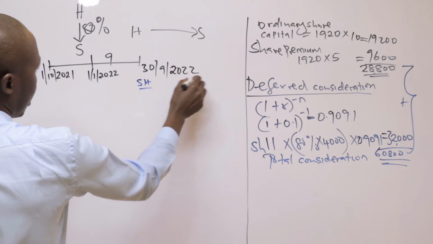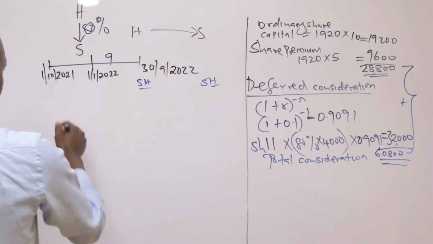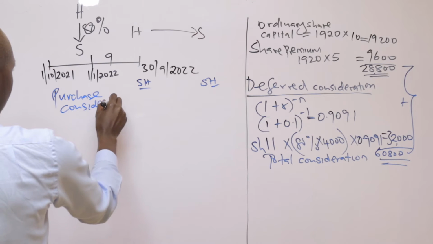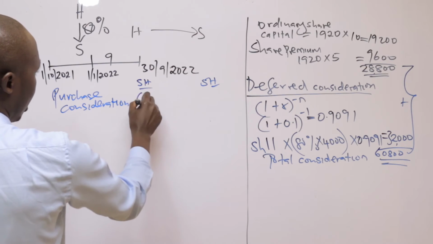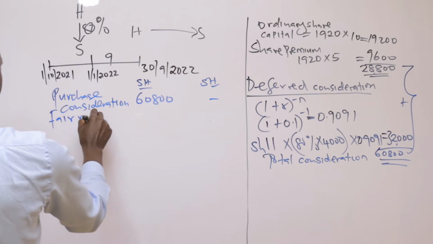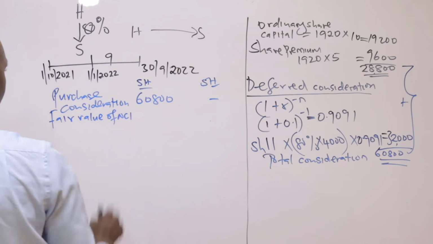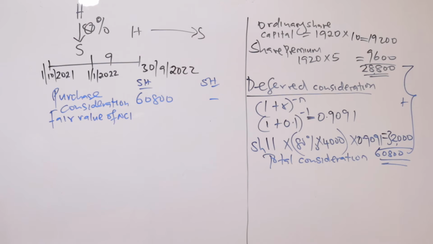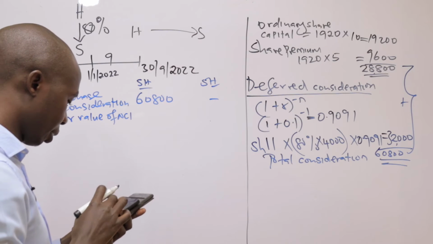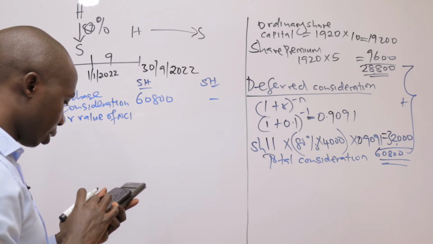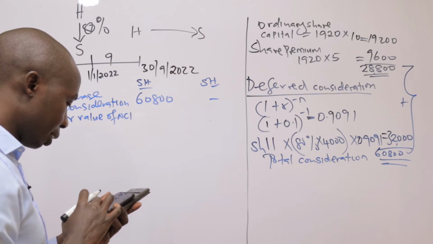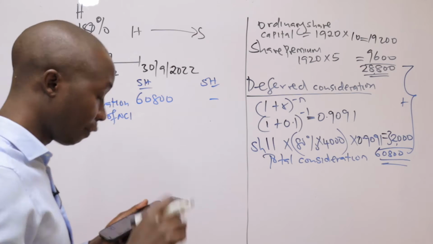So we have shillings here and shillings on this other end. So we start with the purchase consideration. That is what I have computed there, 60,800. So the fair value of NCI, they said something about NCI. That is according to note 3. H Limited's policy is to value the non-controlling interest at fair value. But did they provide the fair value of the NCI?